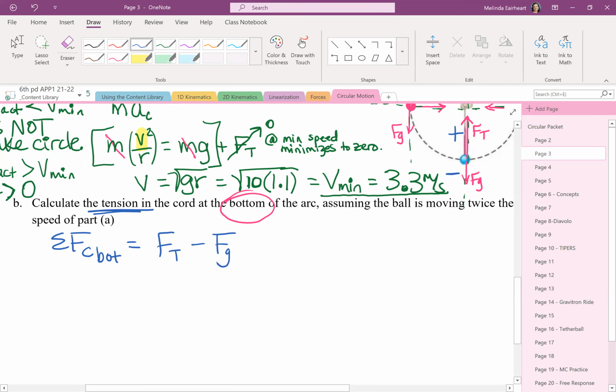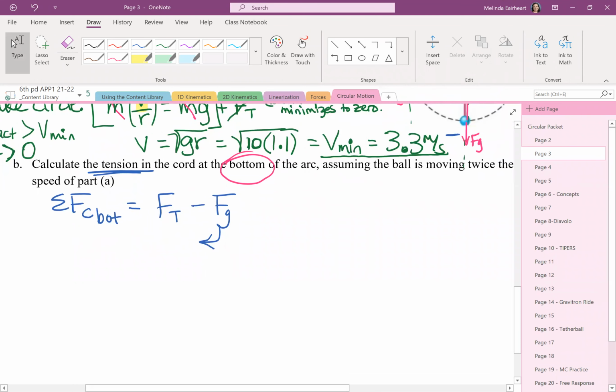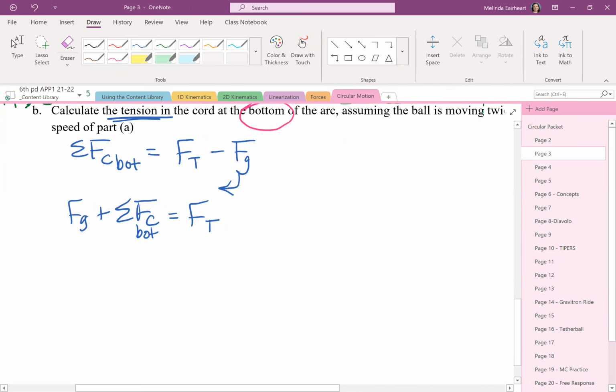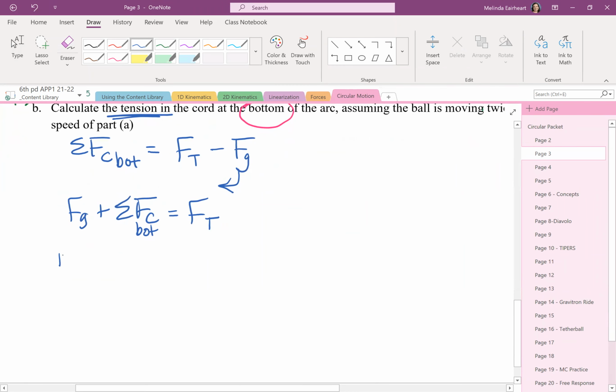We're solving for tension, so now I'm just going to do algebra. Let's isolate tension by adding the weight to both sides. And so I would get weight plus F net C, and that equals the tension. Now let's plug in other variables for the forces. Weight is still mg. F net C is still mac, which, just like we did above, becomes mv squared over r.